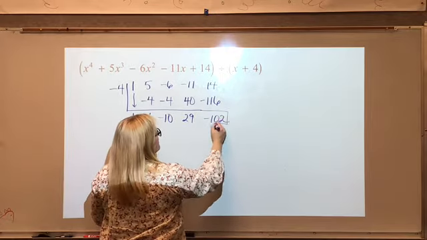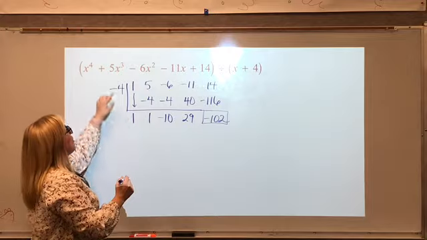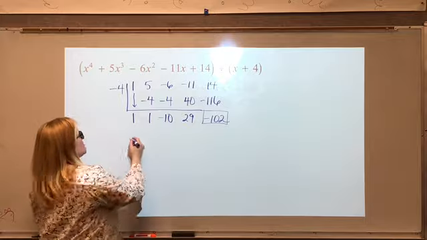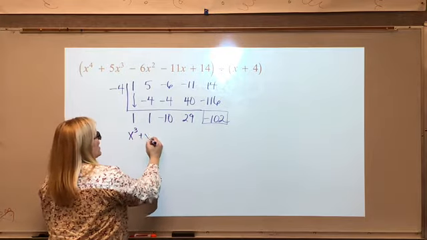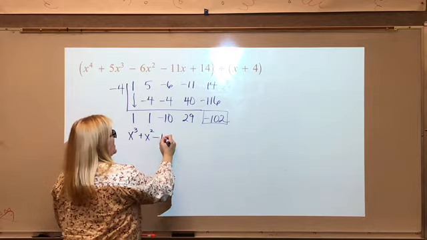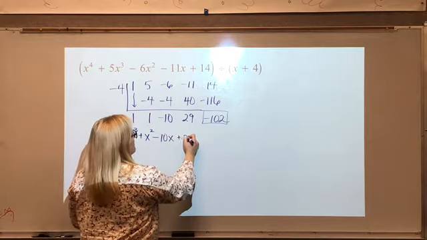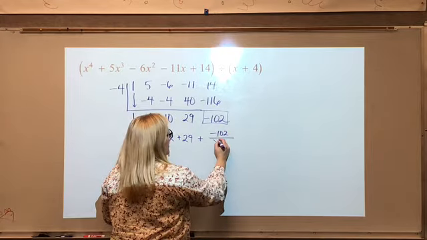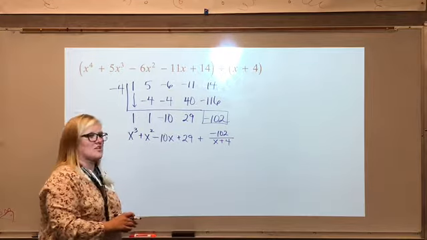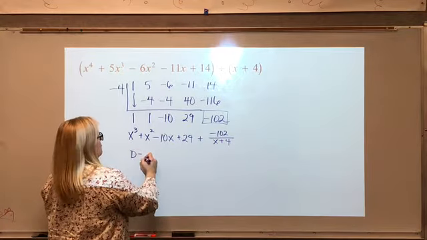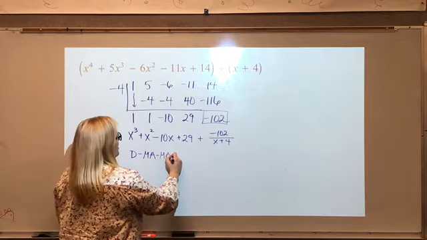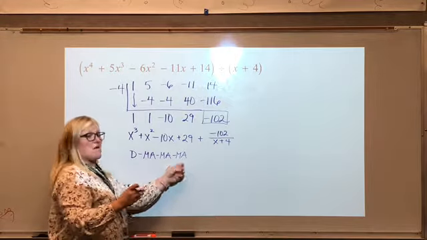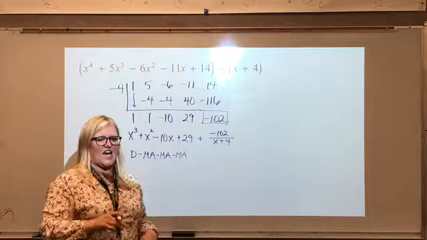So this is my remainder right here. Since I started with an x to the fourth, this is going to be an x to the third. So this is x to the third plus x squared minus 10x plus 29 plus negative 102 over x plus 4, because that's my remainder. So it's drop, multiply, add, multiply, add, multiply, add. You got it.